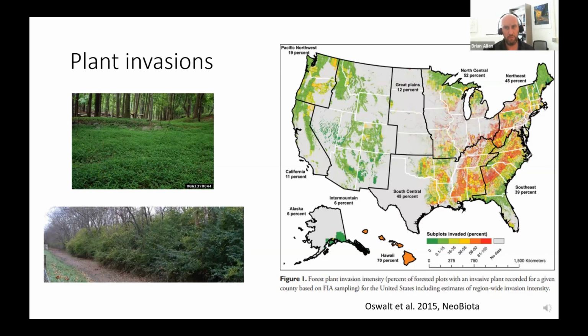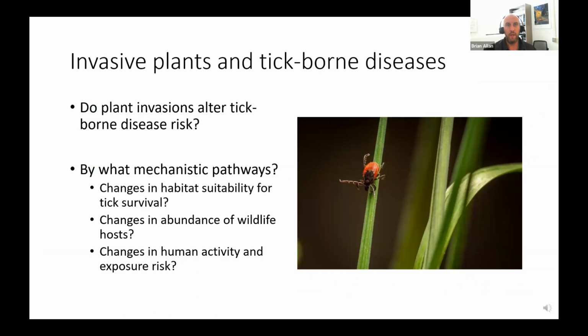So is one of the reasons tick-borne disease risk is expanding because non-native plant species are expanding in distribution as well? So as an overarching question for my talk, one of the things I'm interested to discuss with you is, are plant invasions altering tick-borne disease risk?